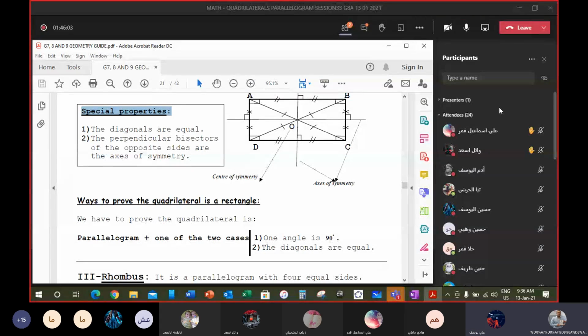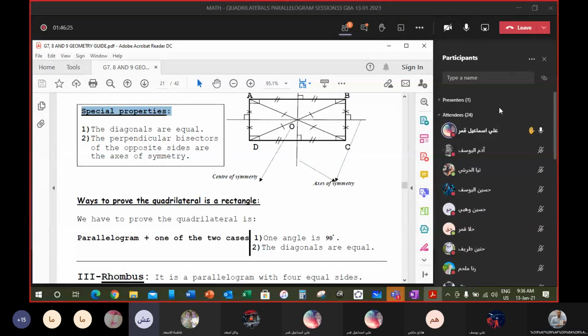A rectangle is a parallelogram plus 4 right angles, 90 degrees. This is the definition. If I want to prove a quadrilateral is a rectangle, first we prove it is a parallelogram, then plus prove that the diagonals are equal.